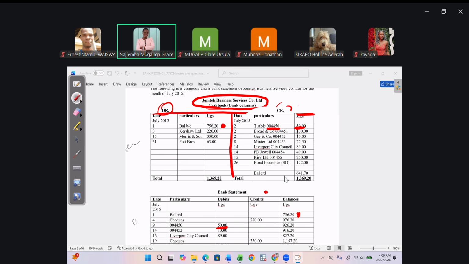Then two, after confirming that, are they on the right side? Because we have cases where someone posts on the wrong side. If in the bank it's on the credit, in the cash book it should be on the debit.